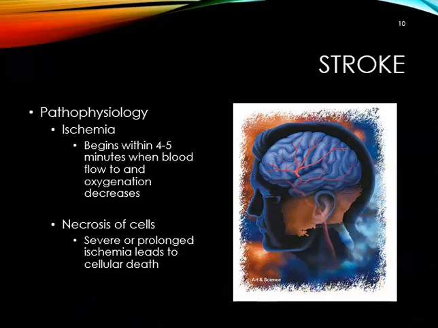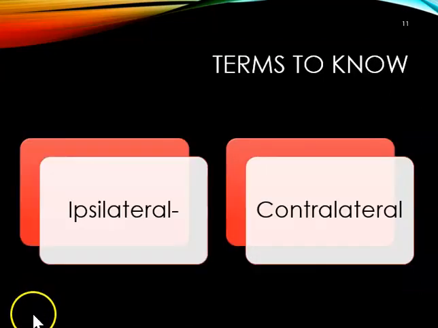So the pathology of this, when there's ischemia, this begins within about 45 minutes when blood flow and oxygenation decreases. This is going to result in a necrosis of the cell where severe or prolonged ischemia leads to cellular death. And this is going to be irreversible once this happens. In a stroke, the blood entering the brain compresses adjacent tissues and causes vessel spasms as well as cerebral edema. The blood itself can irritate meninges and brain tissue, and that's going to cause an inflammatory response. Onset of manifestations for these is going to be rapid.